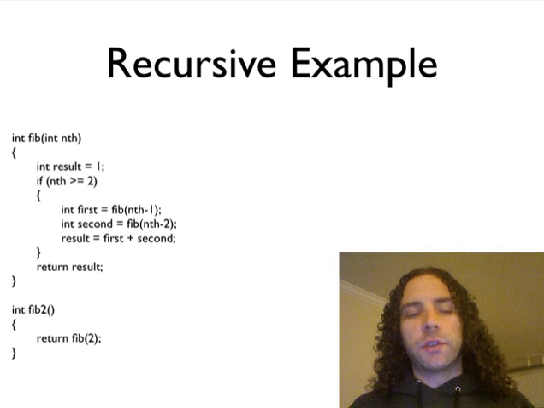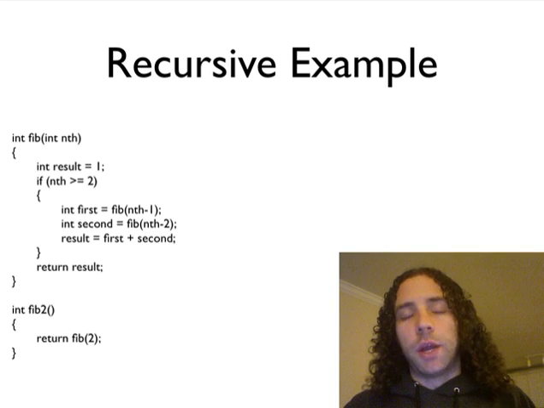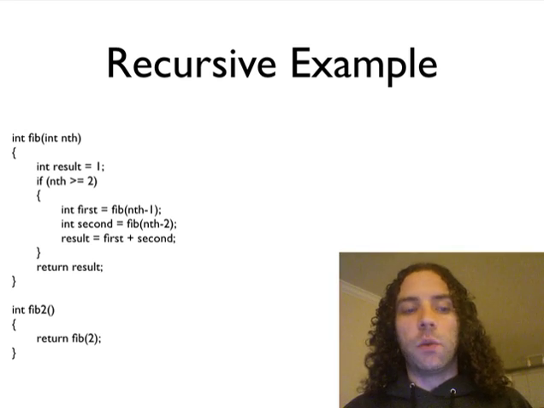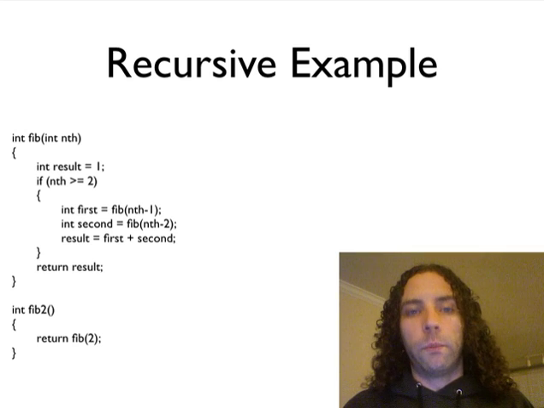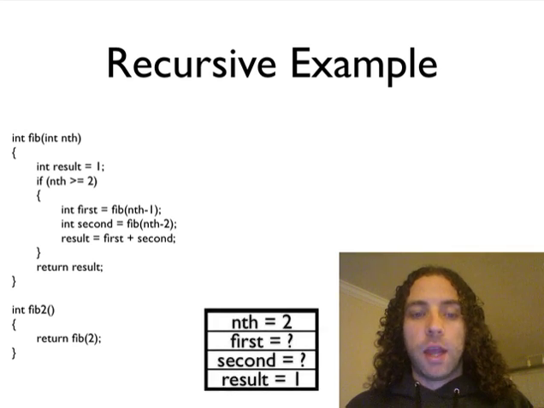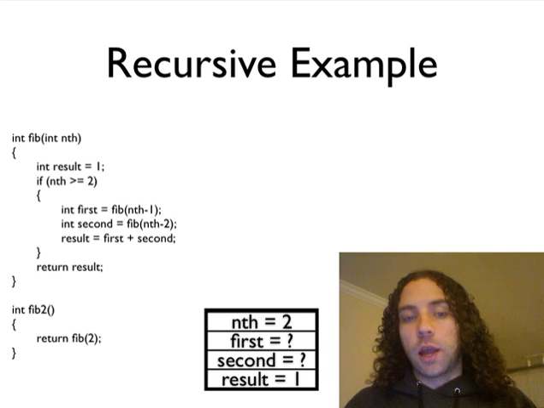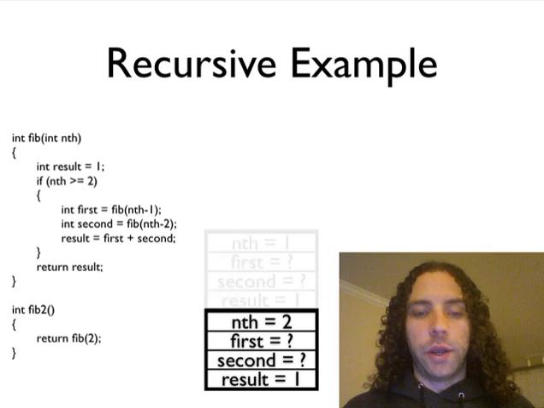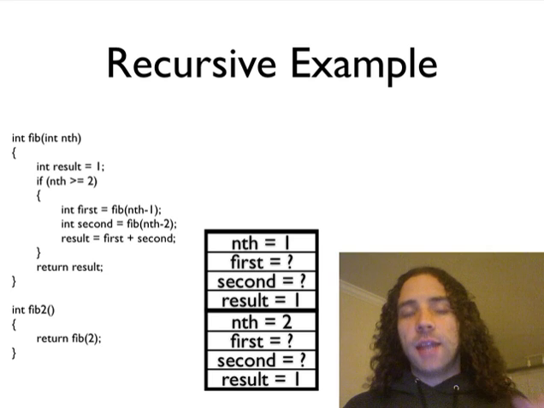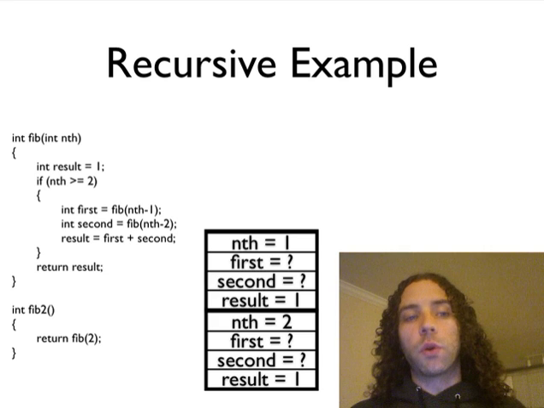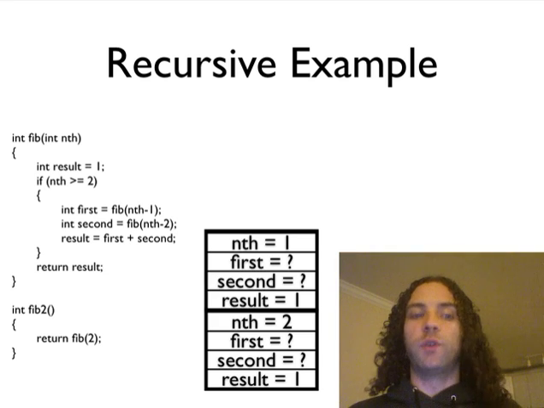So, a recursive example. Here's an example of the Fibonacci sequence, the algorithm I described before, of how to calculate it. We're just going to calculate Fib2, a very simple example. In this case, we first call it with 2. So the nth number we're calculating is 2. First and second are unknown, and we'll default the result to 1. Now, since nth in this case is greater than or equal to 2, we're actually going to call another copy of ourselves to calculate first and second.